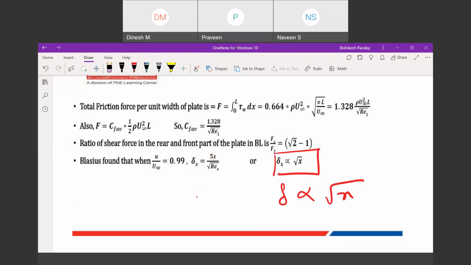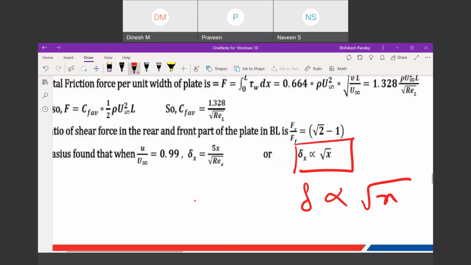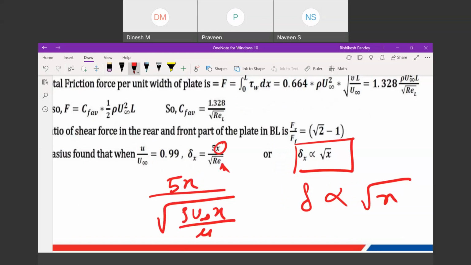You see, you are just focusing on this x. But here also one x is there, no? It is like 5x divided by root over Re_x. Now Re_x is rho u infinity x by mu. Now this root x and this x, this will cancel out.